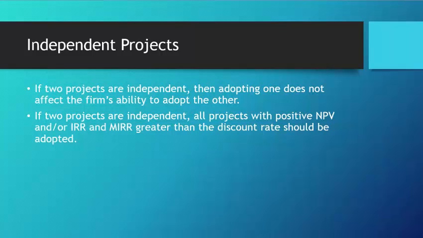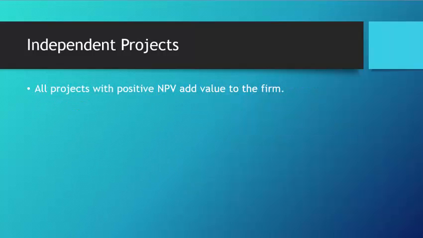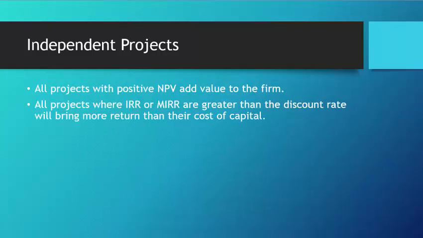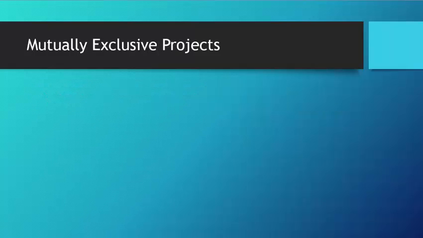And we could have 28 different projects and the answer would still be adopt them all. All projects with positive NPV add value to the firm, and all projects where MIRR or IRR are greater than the discount rate will bring more return than their cost of capital. Therefore, we should adopt them.